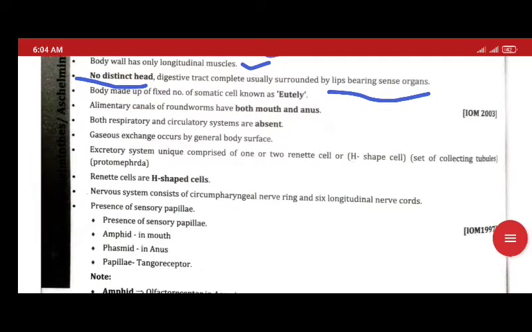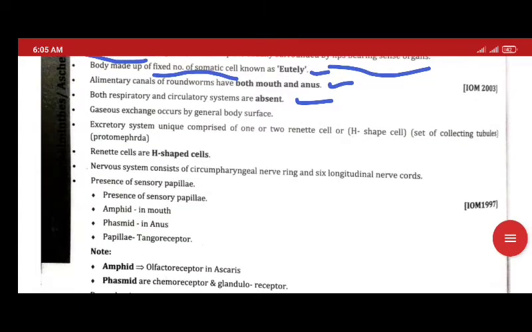The body is made of a fixed number of cells. I have told you that the fixed number of somatic cells is called eutely. Now, both mouth and anus are present, but the respiratory and circulatory systems are absent. That system starts from the next phylum, Annelida. From Annelida, the circulatory and respiratory systems start. Here gas exchange occurs through the general body surface.